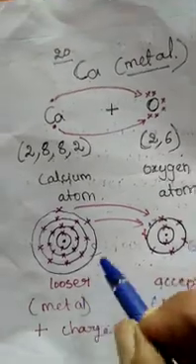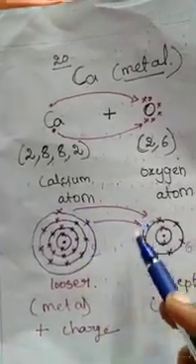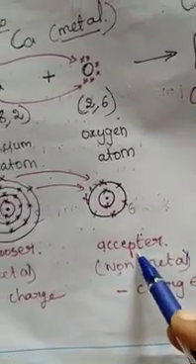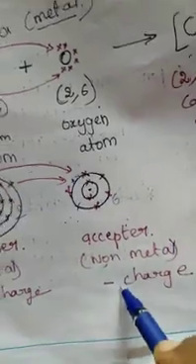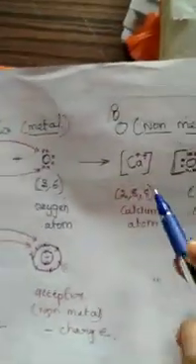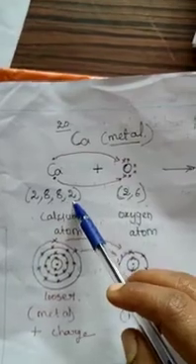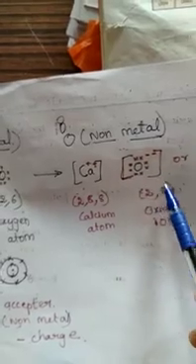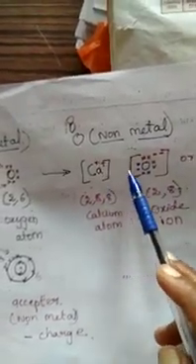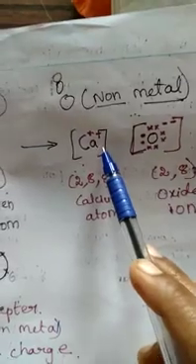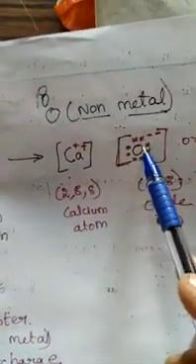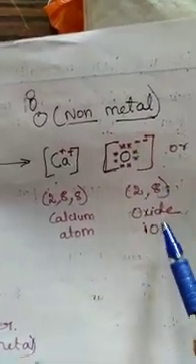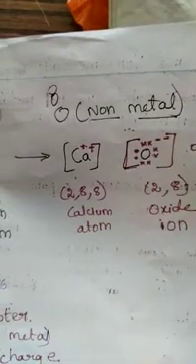Metals lose electrons and form a positive charge, and non-metals are acceptors. They accept the electrons and form a negative charge. Now you see calcium is 2, 8, 2, so it lost the 2 and becomes 2, 8, 8. The outermost shell is octet filled, and oxygen is also filled. Calcium loses electrons to form a positive charge, it is a donor, and oxygen, a non-metal, accepts the electrons and forms a negative charge, it is an acceptor.